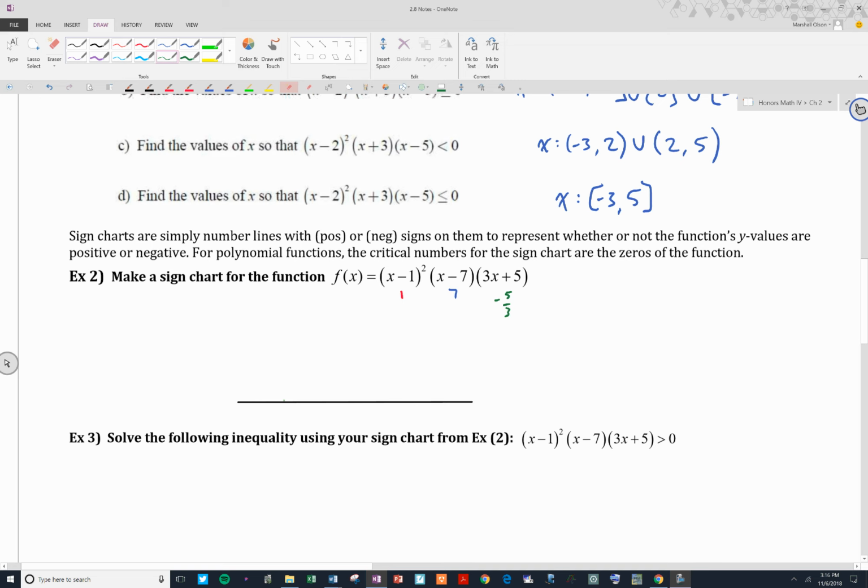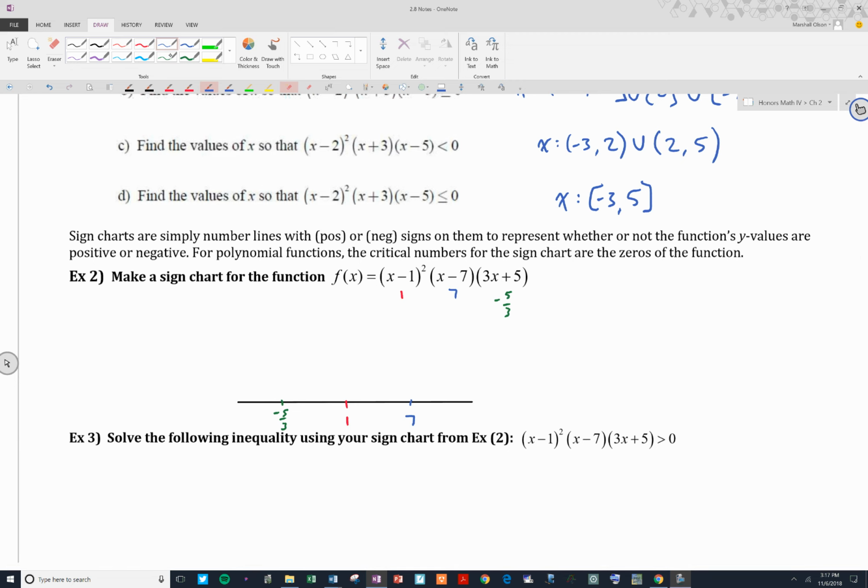I'm going to put those on our number line here. Here's -5/3. Now, these have to be in order, but they don't necessarily have to be scaled correctly. There's 1 and there's 7. Okay, so now what we want to talk about is what happens at those values, before those values and after those values.